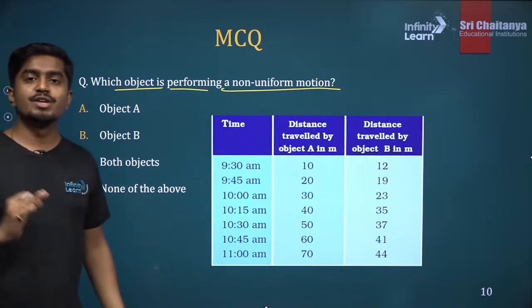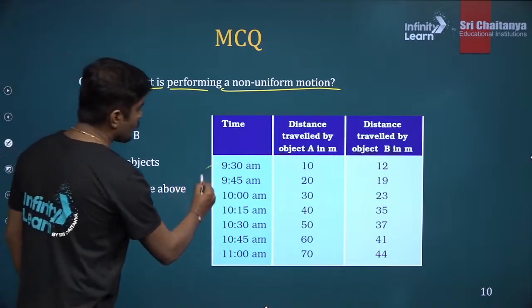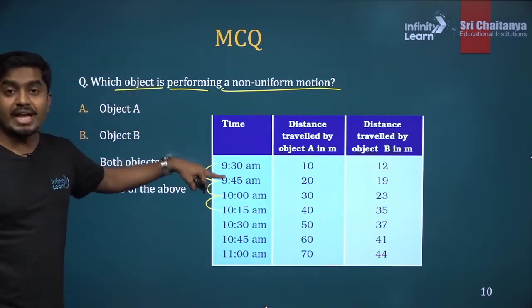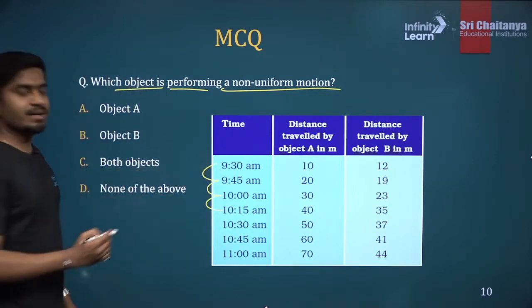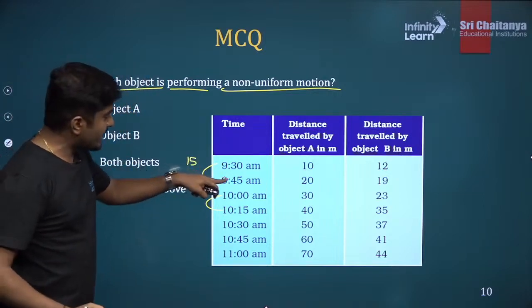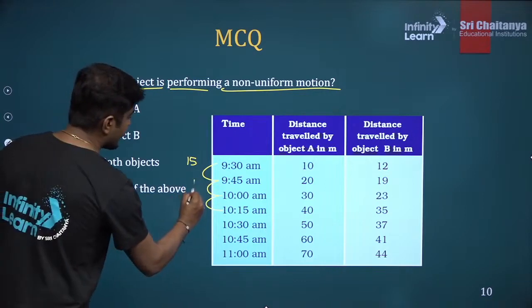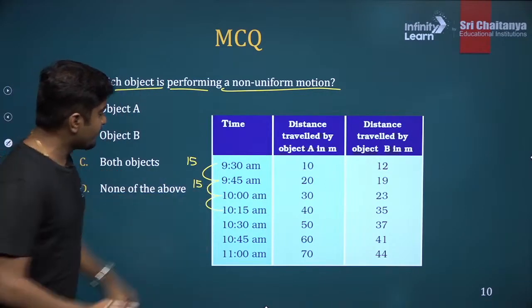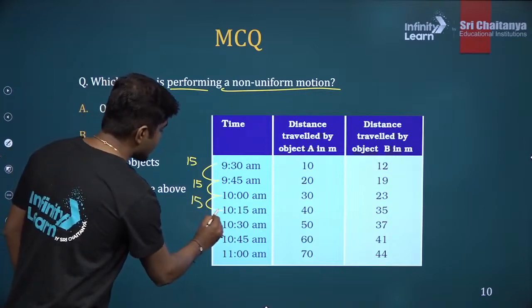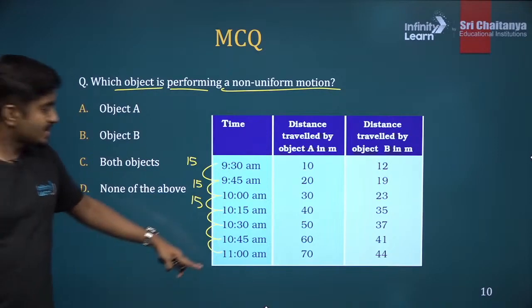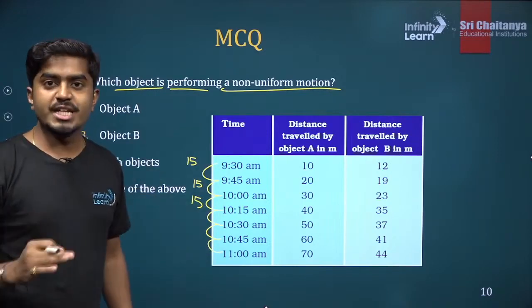Now first thing you need to do is find out what is a time interval. You see 9:30 to 9:45. What is the time interval? It is 15 minutes. From 9:45 to 10, again 15 minutes. 10 to 10:15, again 15 minutes. So the time interval is same. Yes, time interval is same. The first check is done.